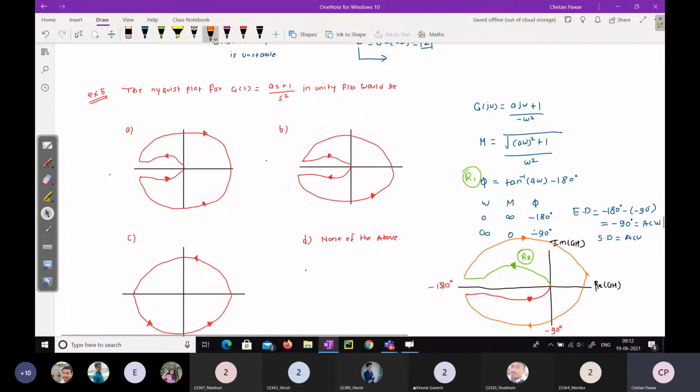Option A is the correct option, okay? Because here if you see, the direction is very important. Here the polar plot direction is anti-clockwise, but in this polar plot direction is clockwise, okay?